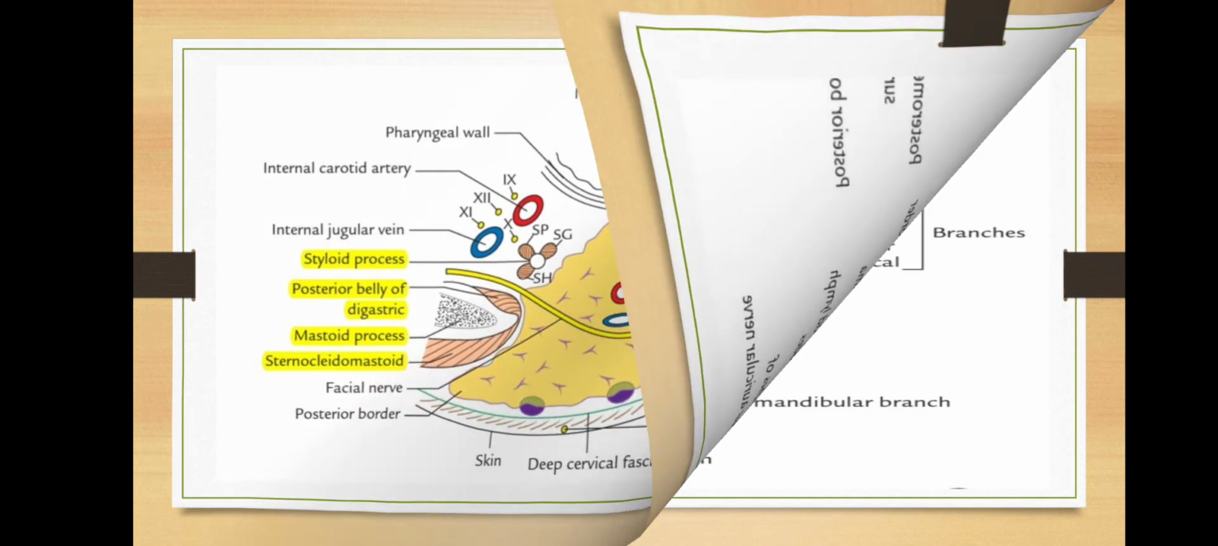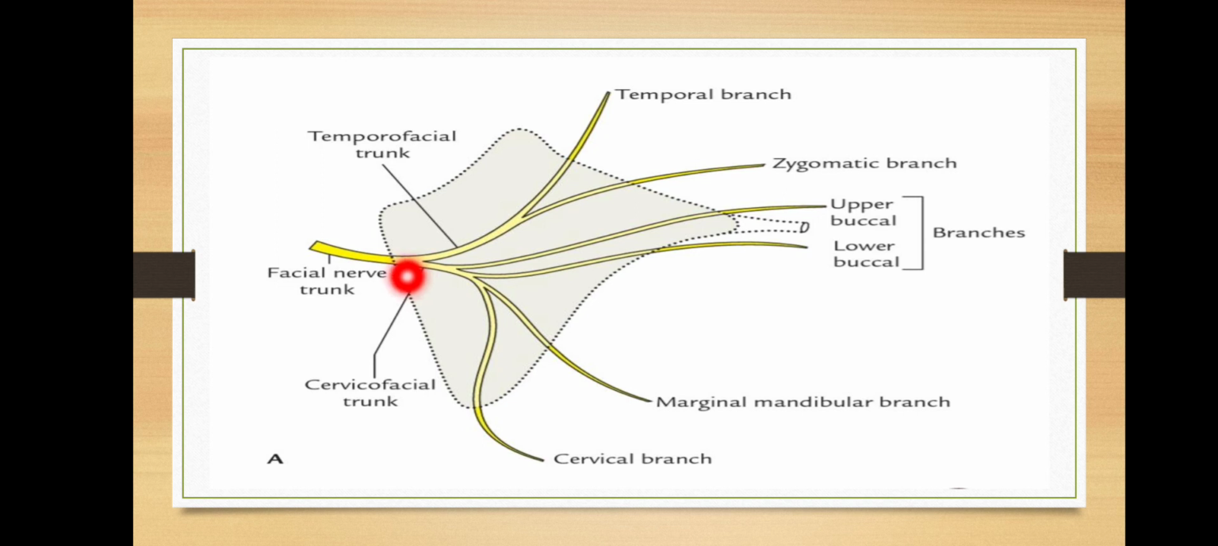Okay. Next, once you observe the picture, this is the facial nerve trunk. This facial nerve will have five branches. Those are temporal branch, zygomatic branch, upper buccal branch, lower buccal branch, marginal mandibular branch, and the cervical branch. I repeat, the facial nerve trunk will have five branches. Mainly those are temporal branch, zygomatic branch, and buccal branch. In the buccal branch, we have upper buccal and lower buccal, then the marginal mandibular branch and the cervical branch.